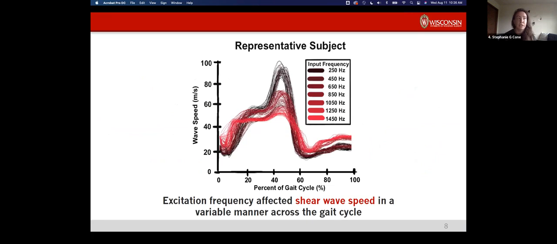When we're looking at a single subject's worth of data, this is what came out of that longer collection. In this plot, each strand is an individual stride, and each color band represents a different excitation wavelet frequency, going from the darkest, the 250 hertz, all the way to the 450 higher frequency wavelet data. Looking at this one representative subject, we're seeing a large change in the maximum shear wave speed measured in the Achilles tendon during the push-off phase of walking, so around that 50% to 60% time frame. What we were able to see with that is that there is a major effect on your measured peak wave speed, which we would then be correlating to a peak tendon force.